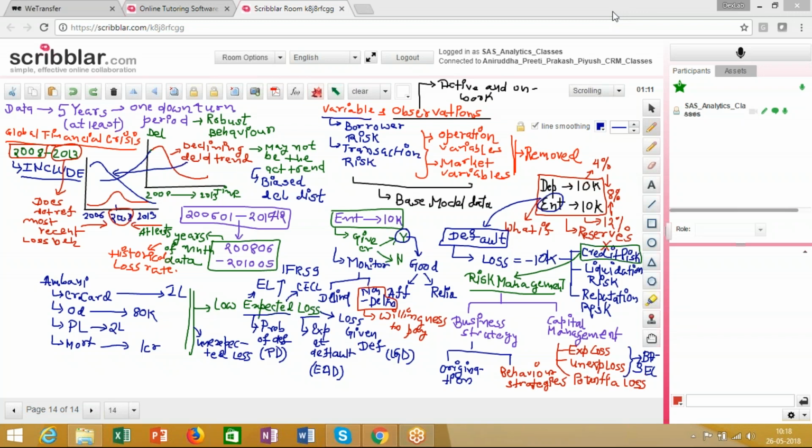So let's start talking about the probability of default model. Now remember one thing: whatever models we are talking about over here, we are focusing solely on the credit risk, the risk that arises from credit lending. The next thing that we'll talk about over here is the following.